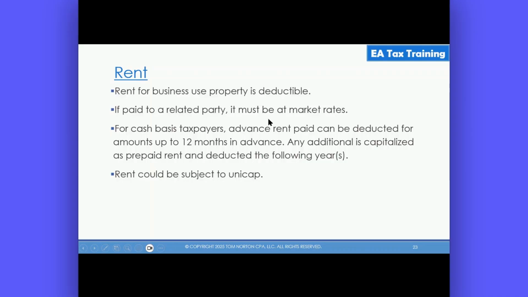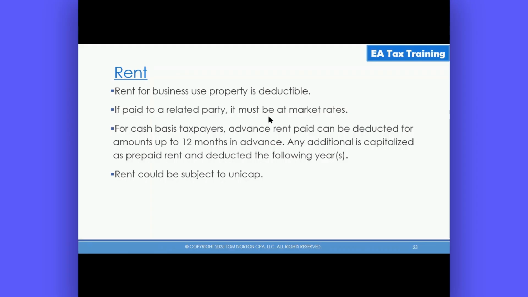So, here we go again with related parties. If you are renting something from a related party, that is perfectly fine. You can do it. You just want to make sure that you are doing it at market rates, you have all the agreements in place, et cetera, and so forth. For cash basis taxpayers, advance rent paid can be deducted for amounts up to 12 months in advance. Any additional is capitalized as prepaid rent and deducted the following year.